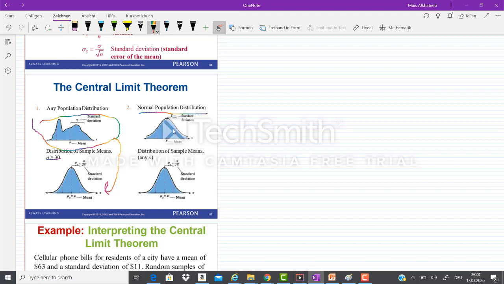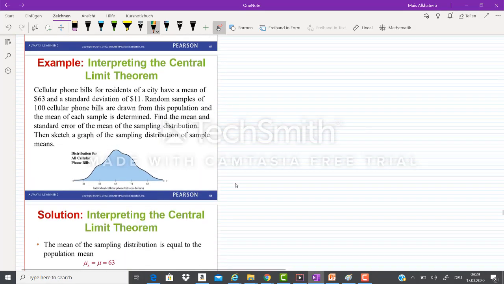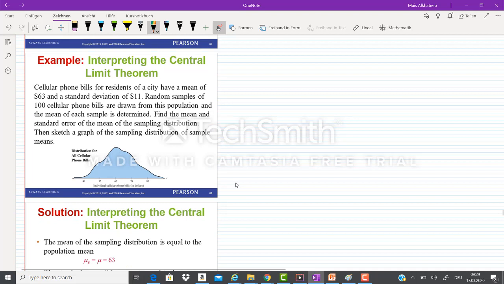In both cases, mu x bar equals mu, and sigma x bar, which is the standard error, equals sigma over root of n.